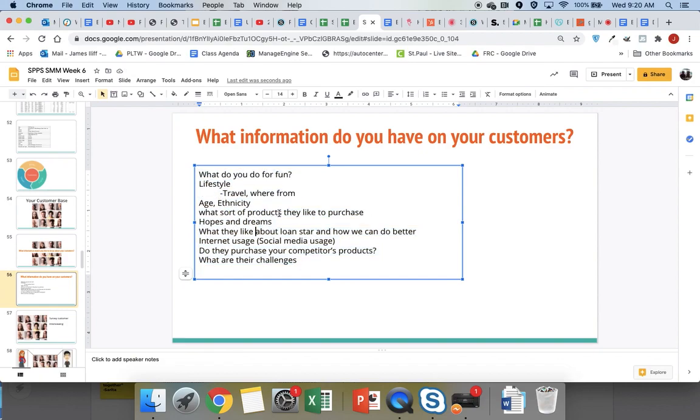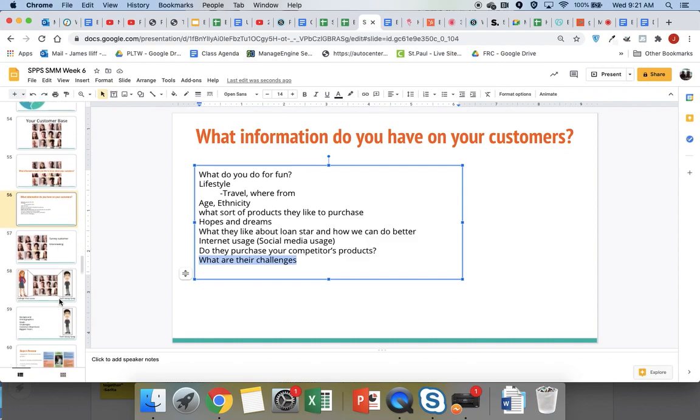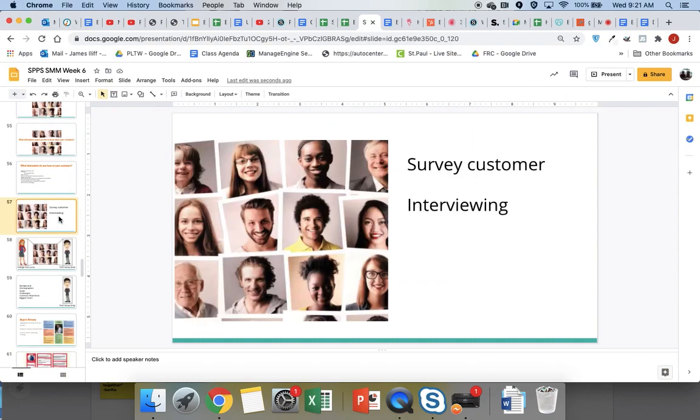Wow, all of these are really important to know. If you knew their hopes and dreams, you would be able to create products and services to better target them and help them achieve their hopes and dreams. If you knew their challenges, you'd be able to create products and services to help them overcome their challenges. So this is profound stuff that we want to know about our customers. So how do we go about getting this information from our customers?